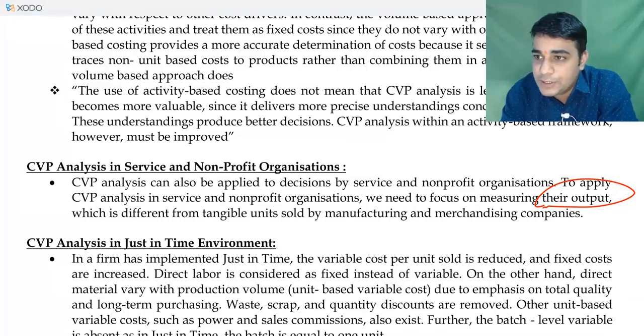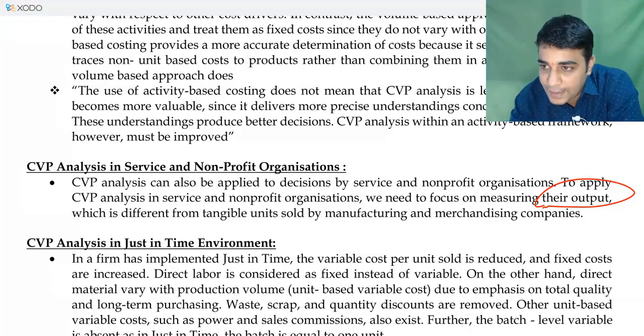For example, in transportation, you would have learnt about ton kilometer and passenger kilometer. For the hotel industry, you could have learnt about something called room days. For a hospital, you could have learnt about patient days. So they are more about operating costing here.